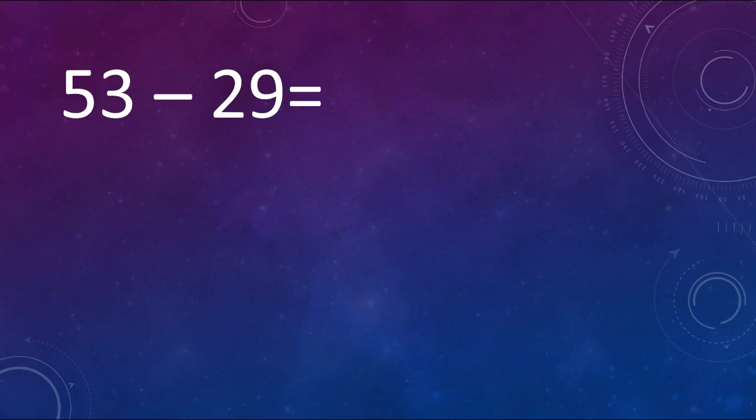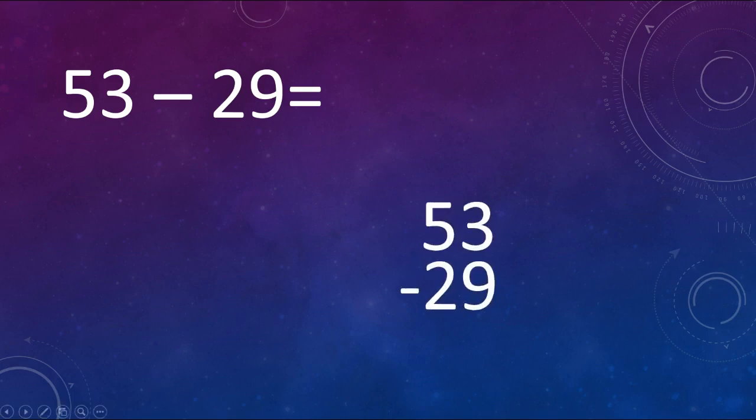Go ahead and line up 53 minus 29. Go ahead and solve it. Let's compare our answers. 53 minus 29. And my equals sign here. We cannot take 9 away from 3. That's our ones place. We always start with the ones place. We cannot take 9 away from 3.